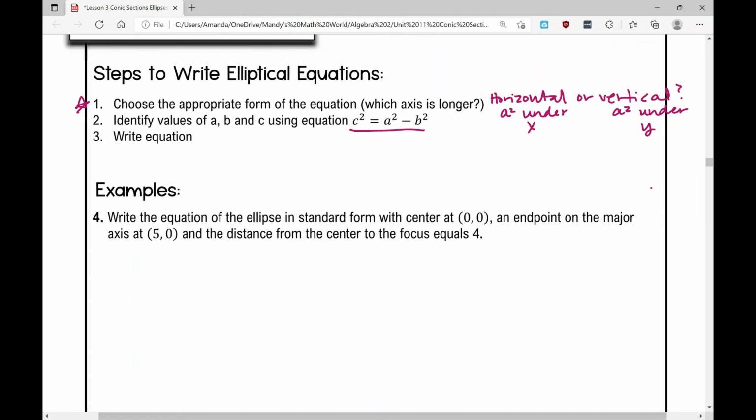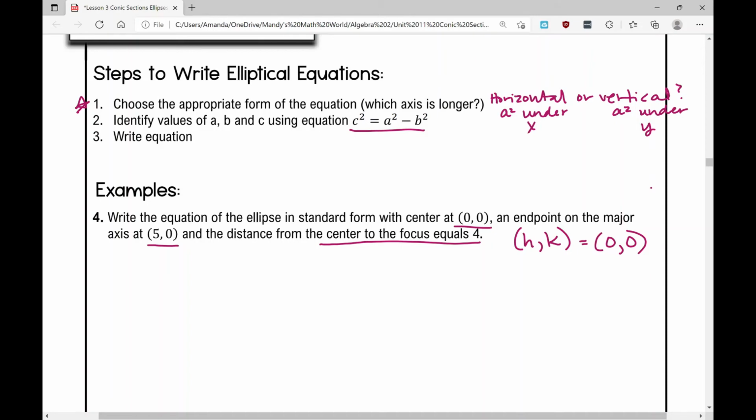It says to write the equation of the ellipse in standard form with center at 0, 0, an endpoint on the major axis at 5, 0, and the distance from the center to the focus equals 4. Okay, so let's talk about what we know. The first thing I know is that my center, h, k, is 0, 0. So we're not having any translations. We're not moving up, down, left, or right. We're just staying at the center, 0, 0.